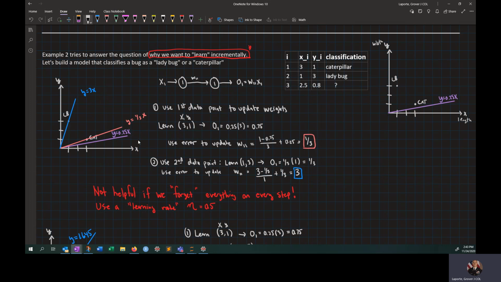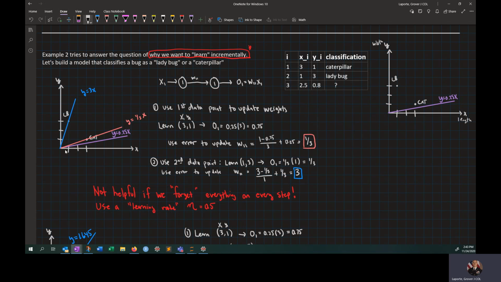Let's find out if the next data point will help us out. So use the second data point. You could do the same business: W11, 3 minus 1/3 over 1 plus 1/3. You end up getting 3. And again, still not great, not real helpful, right?